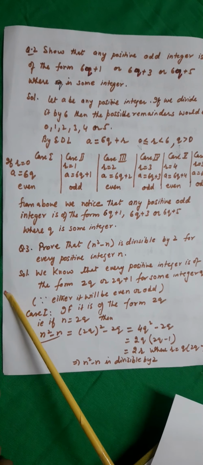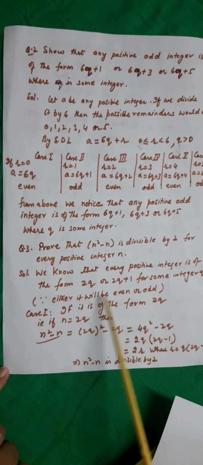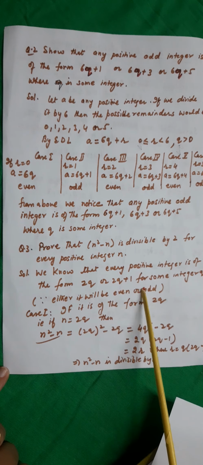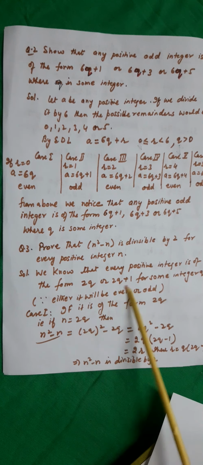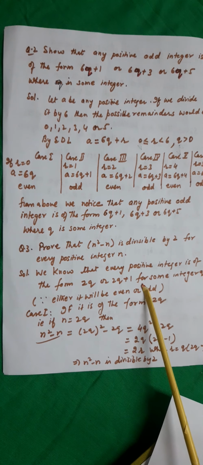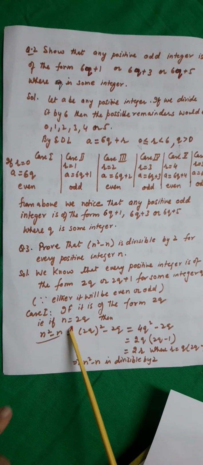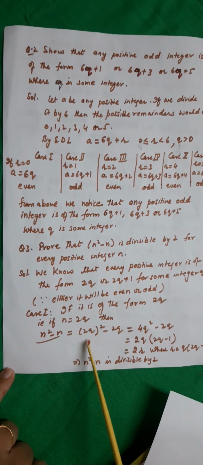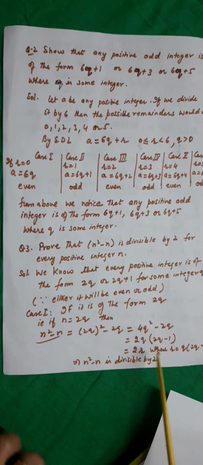And so by Euclid's division lemma, I will be able to express every number in the form of 2q or 2q plus 1. That means multiple of 2 or multiple of 2 plus 1. So I can also say that either it will be even or it will be odd. Now case 1, if it is of the form 2q and if n is equal to 2q, then n square minus n will be equal to (2q) square minus 2q, which is equal to 4q square minus 2q.